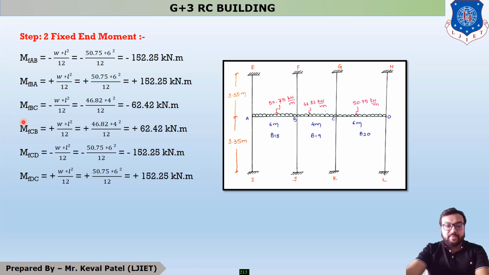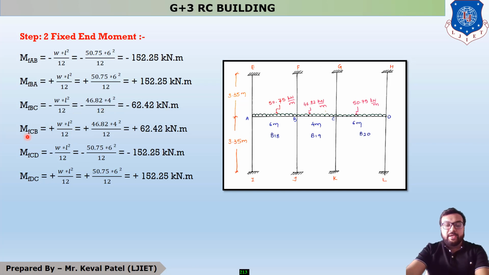Our second span is MFAB. For MFAB, your equation is minus WL square by 12. So your minus W. Now what is the value of W? The value of W is 46.82. L is equal to 4 divided by 12. So after putting all these values, you will get your answer: minus 62.42 kilonewton meter.